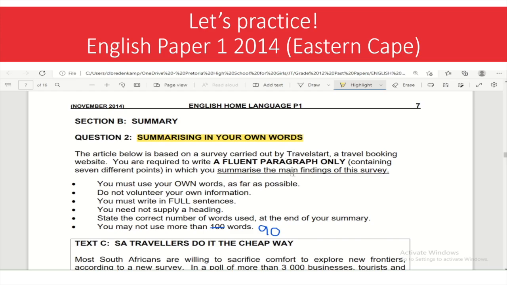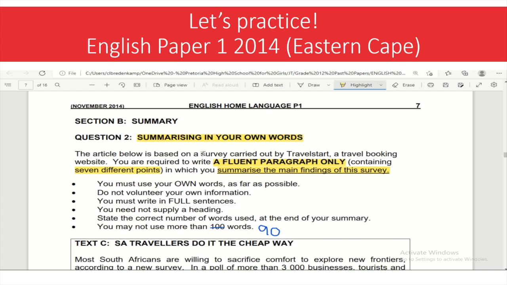Let's read the instructions, which is step 1 and very important. The article below is based on a survey carried out by Travel Start, a travel booking website. You are required to write a fluent paragraph only, highlighting that, very important. I'm already moving on to step 3, containing 7 different points in which you summarize the main findings of the survey. Okay, so in the instructions already, we know it has to be a paragraph, but you know that already. There has to be 7 points, and we need to summarize the findings of what Travel Start conducted in the survey.